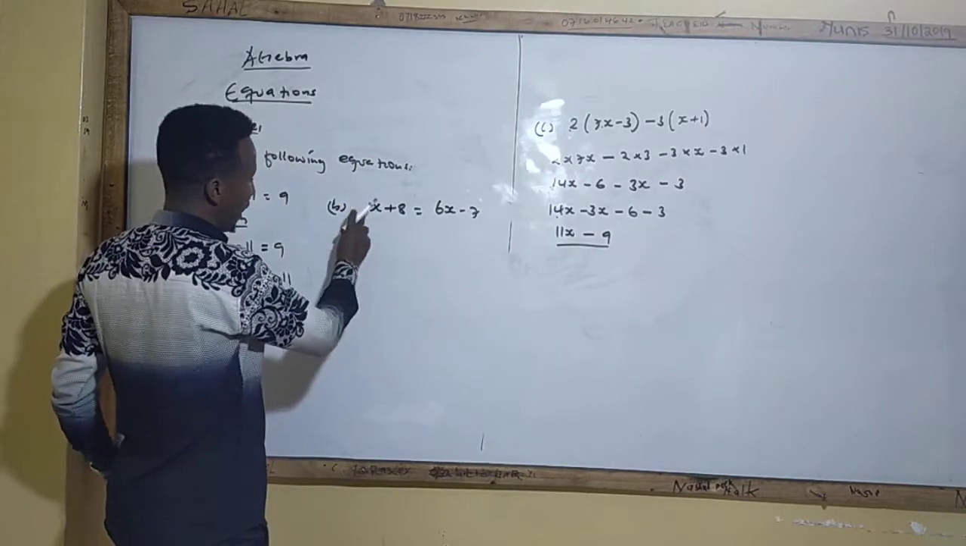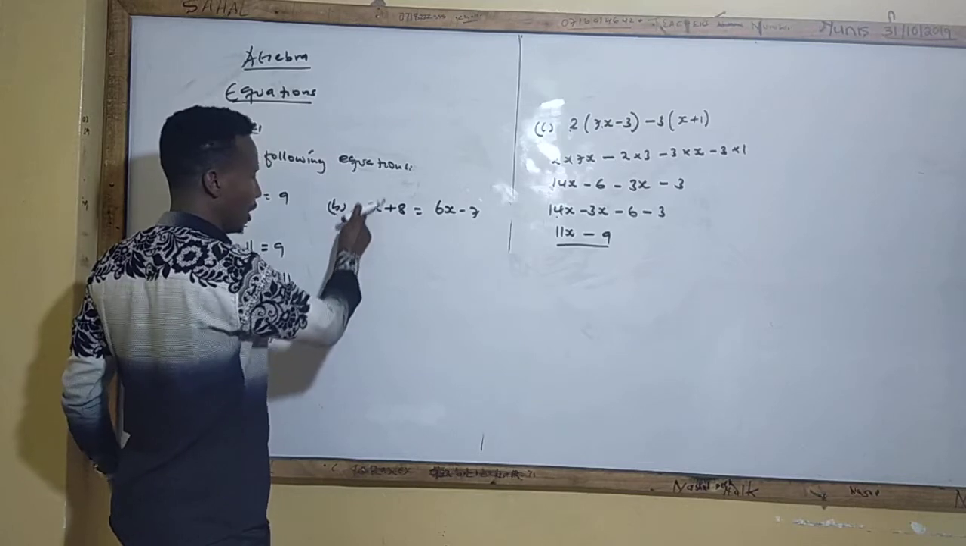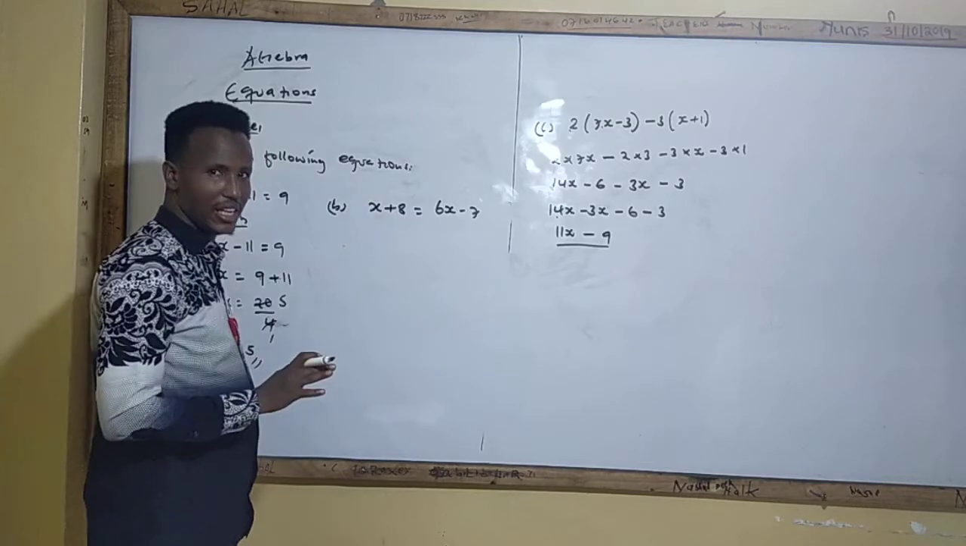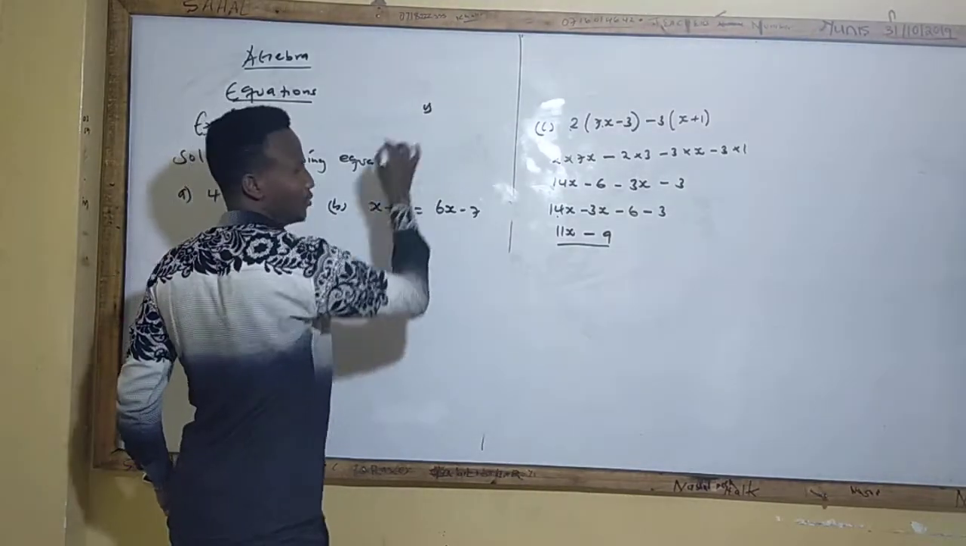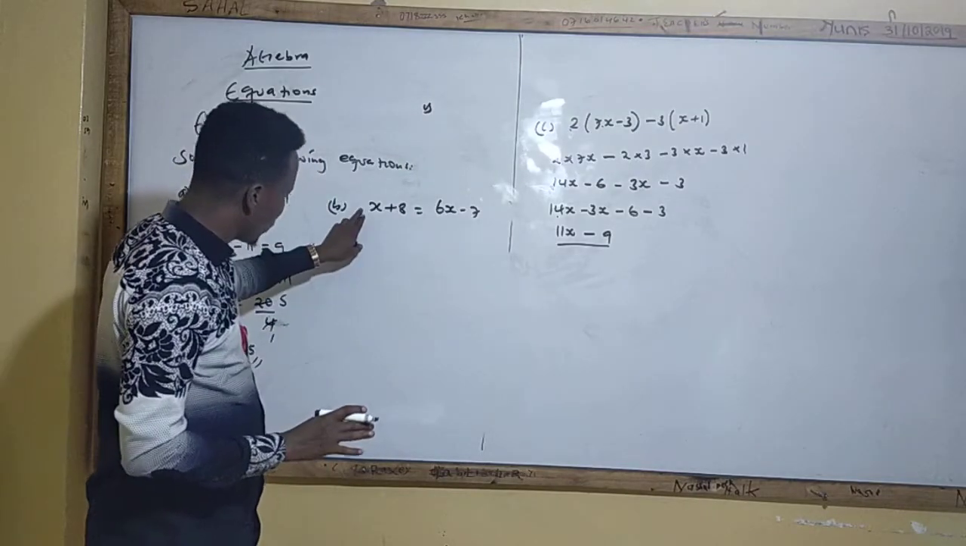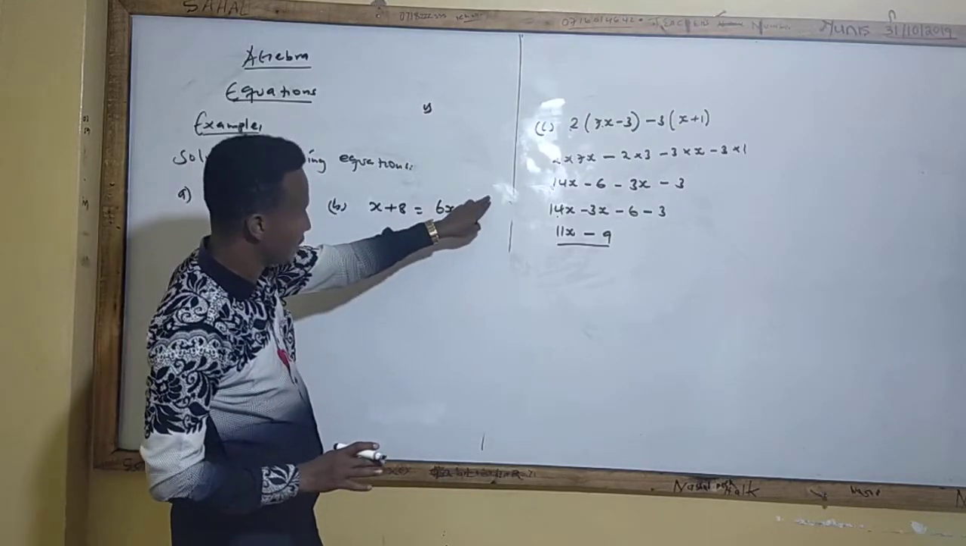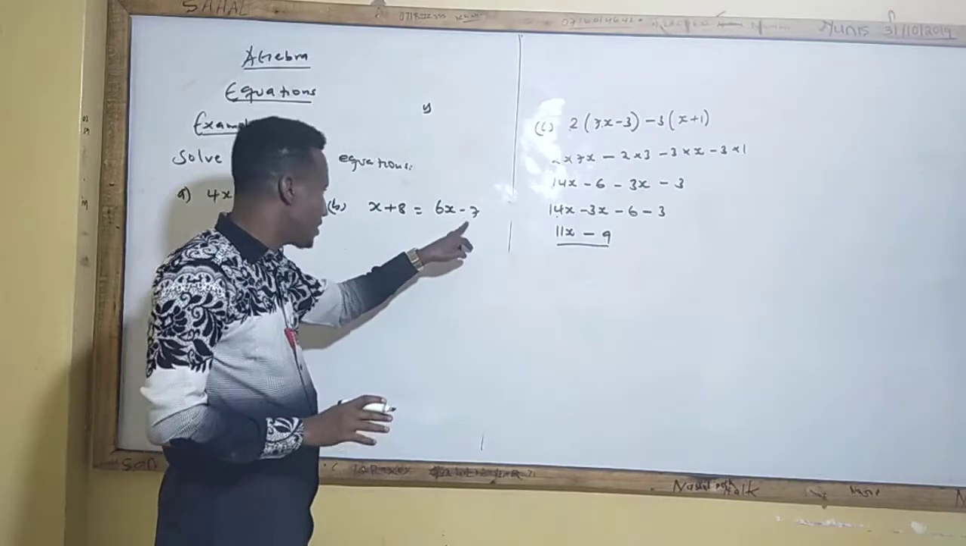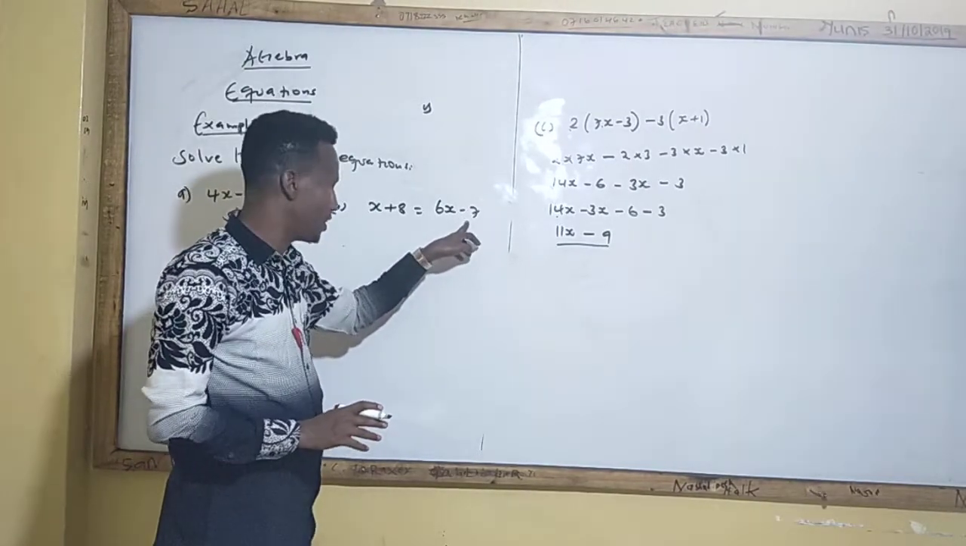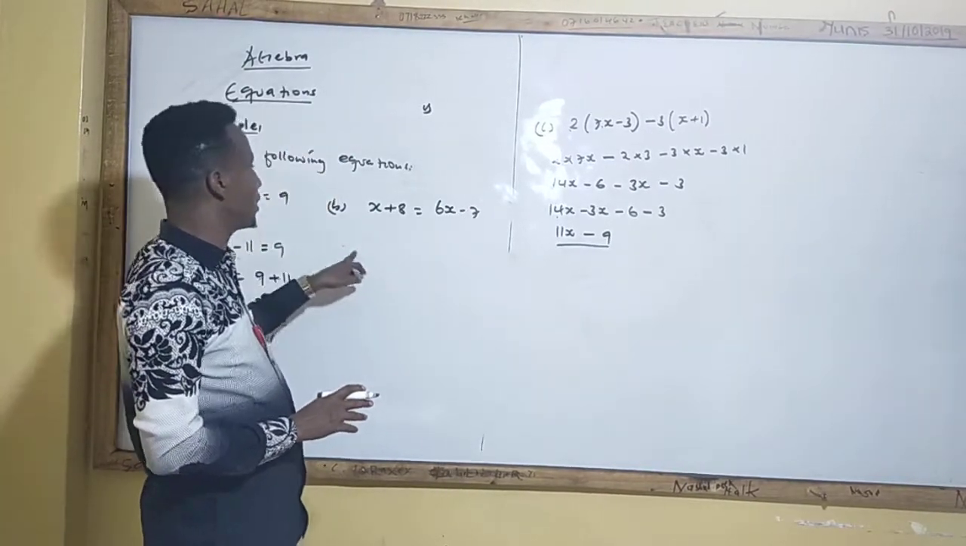So I will take this one. And remember this x is positive. Look here, we don't have a negative sign here. A letter written like this is positive, don't forget. So x is positive here. The moment you take x to the other side, it will be negative. Then this 7 is negative here. Can't you see? It's negative on this side. So the moment you transfer it to this side, it will be positive.